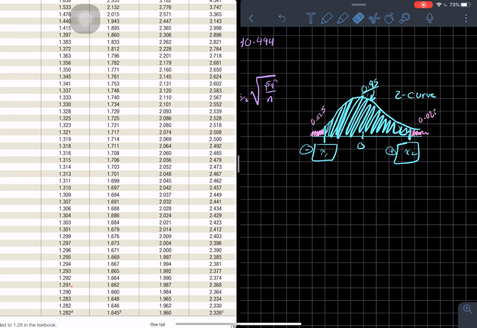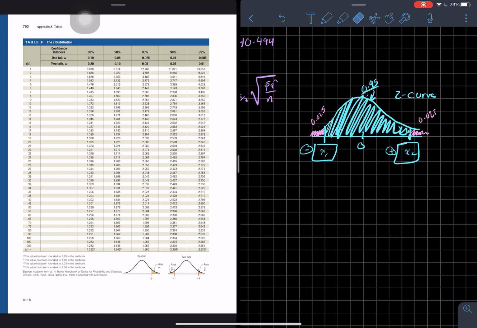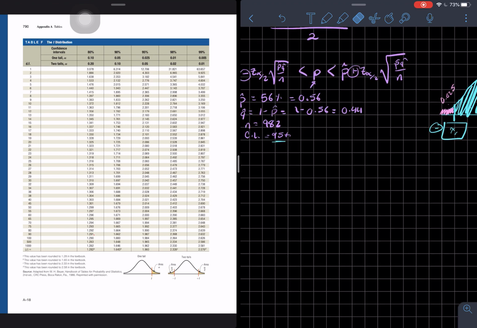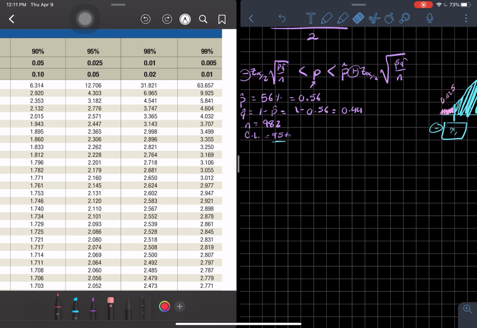About this table, don't worry about the degrees of freedom, because this is really, really big. We're not going to be concerned with the degrees of freedom. However, I want you guys to look at the 95% confidence.